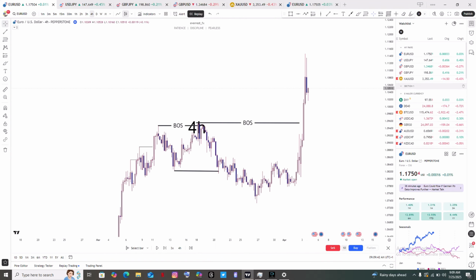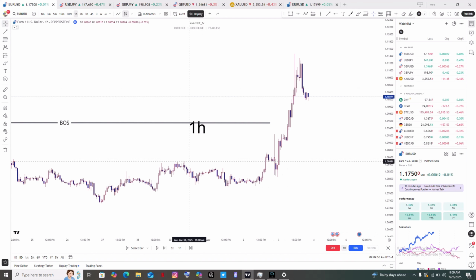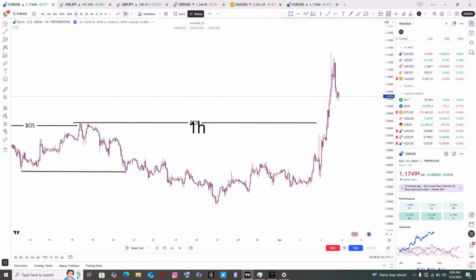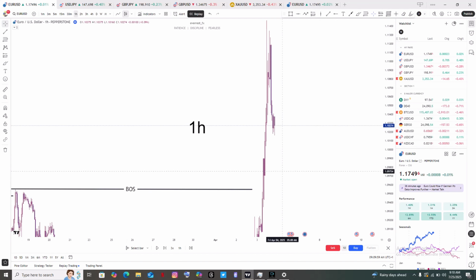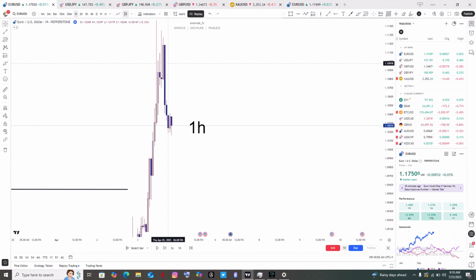Remember, we used 4 hours first. We have a break to the upside. How do we know when this break will start coming down? We go to 1 hour and 15 minutes. Now, next, we go to our 1 hour. We saw that nice structure here. We'll focus on this one since we are expecting a retracement. Now, we have a break of structure already.